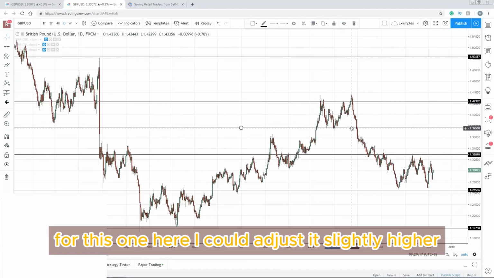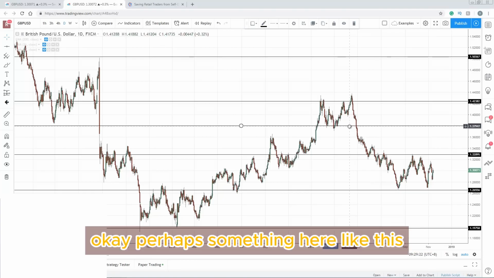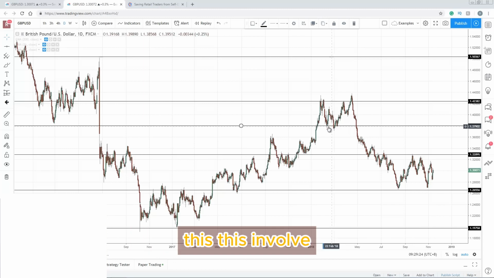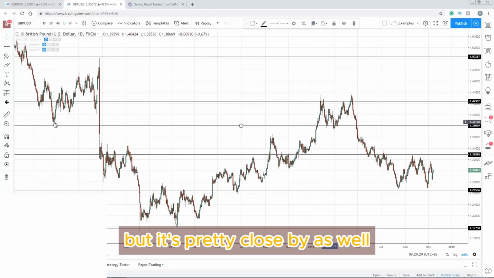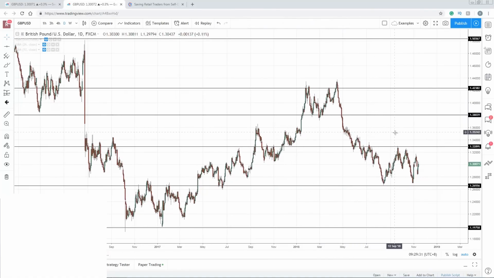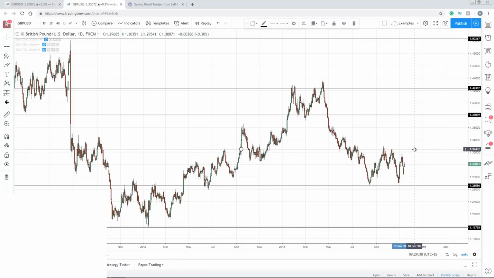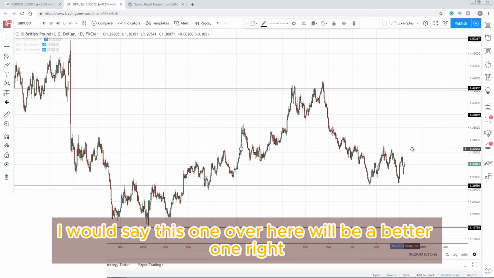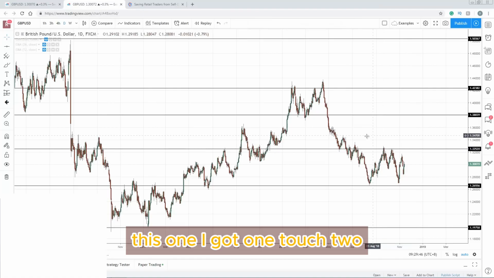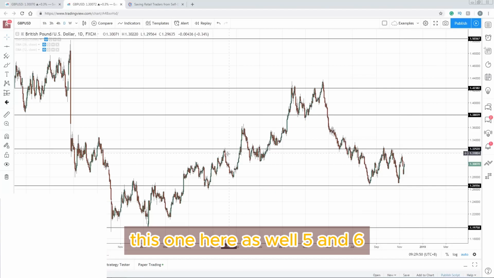For this one here, I could adjust it slightly higher. Perhaps something like this, got this level, the small one, this involved. And also towards the left where I missed this one by a bit, but it's pretty close by as well. Okay. For this level, I'll adjust it. Let's see. Do you want to get the most number of touches? So I'll shift it down. I would say this one over here would be a better one, right? This one I got 1 touch, 2, this one 3, 4, this one here as well, 5 and 6.